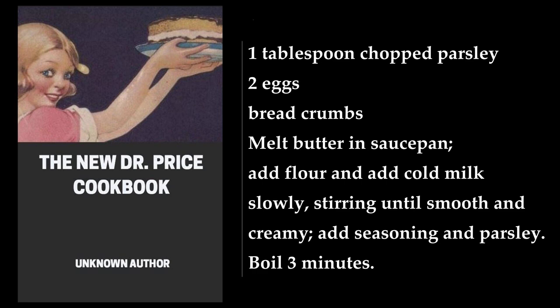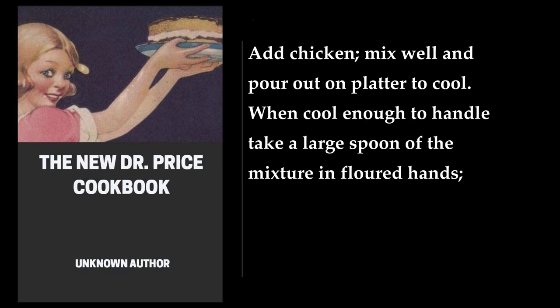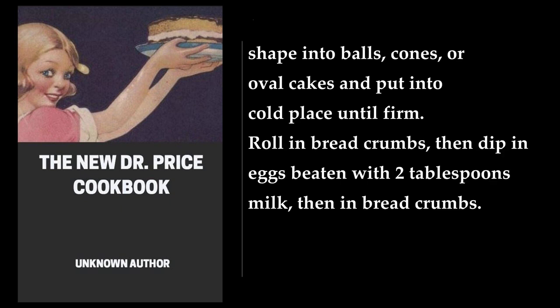2 eggs. Bread crumbs. Melt butter in saucepan. Add flour and add cold milk slowly, stirring until smooth and creamy, add seasoning and parsley. Boil 3 minutes. Add chicken, mix well and pour out on platter to cool. When cool enough to handle, take a large spoon of the mixture in floured hands. Shape into balls, cones, or oval cakes and put into cold place until firm.